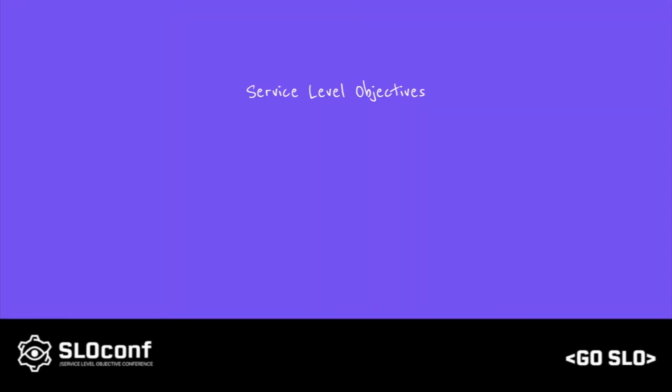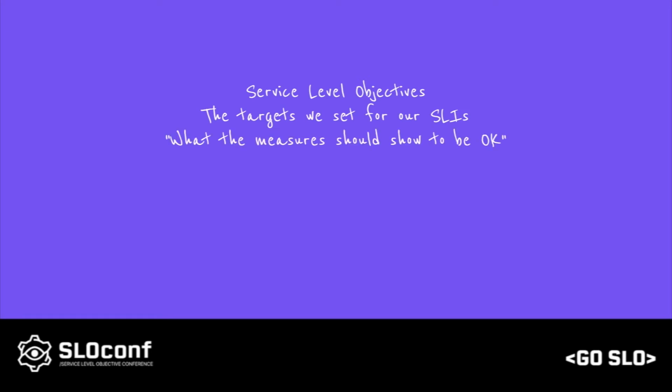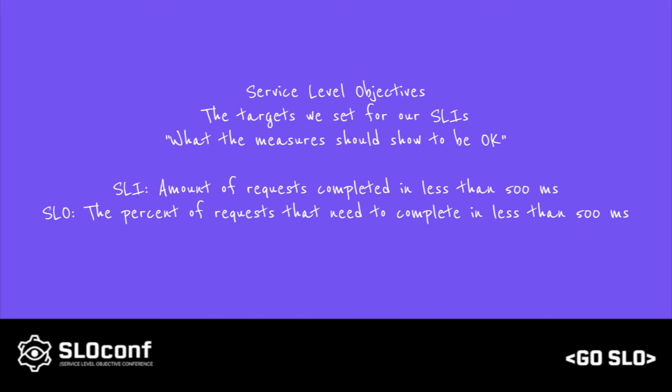Service level objectives, on the other hand, are the targets we set for our SLIs. Think of it as what the measures should show to be okay. For instance, if our SLI is based on request duration and shows how many percent of all requests are below 500 ms, our SLO would express how big a percentage we expect to be below 500 ms for our service to be considered to be within the limit.